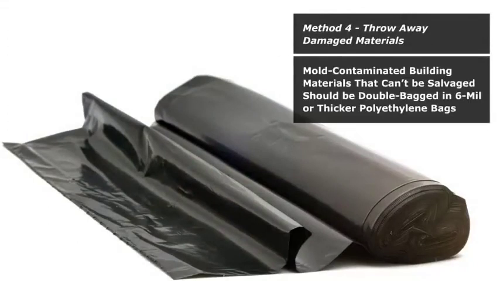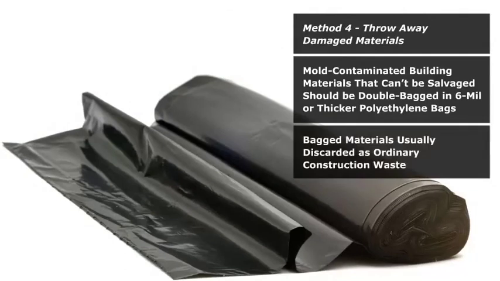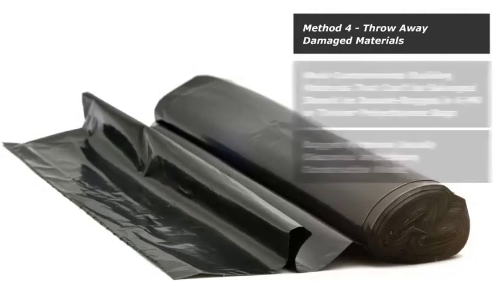Method 4. Throw away damaged materials. Mold-contaminated building materials that cannot be salvaged should be double-bagged in 6mm or thicker polyethylene bags. The bagged materials usually can be discarded as ordinary construction waste.